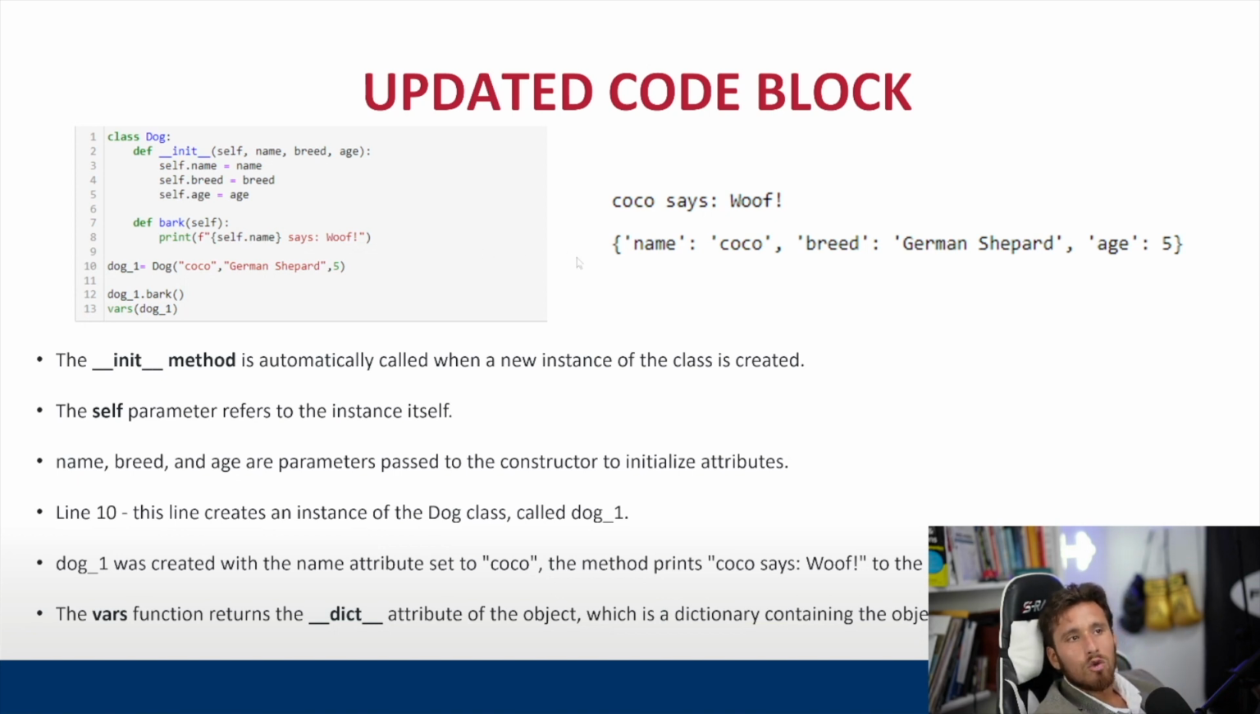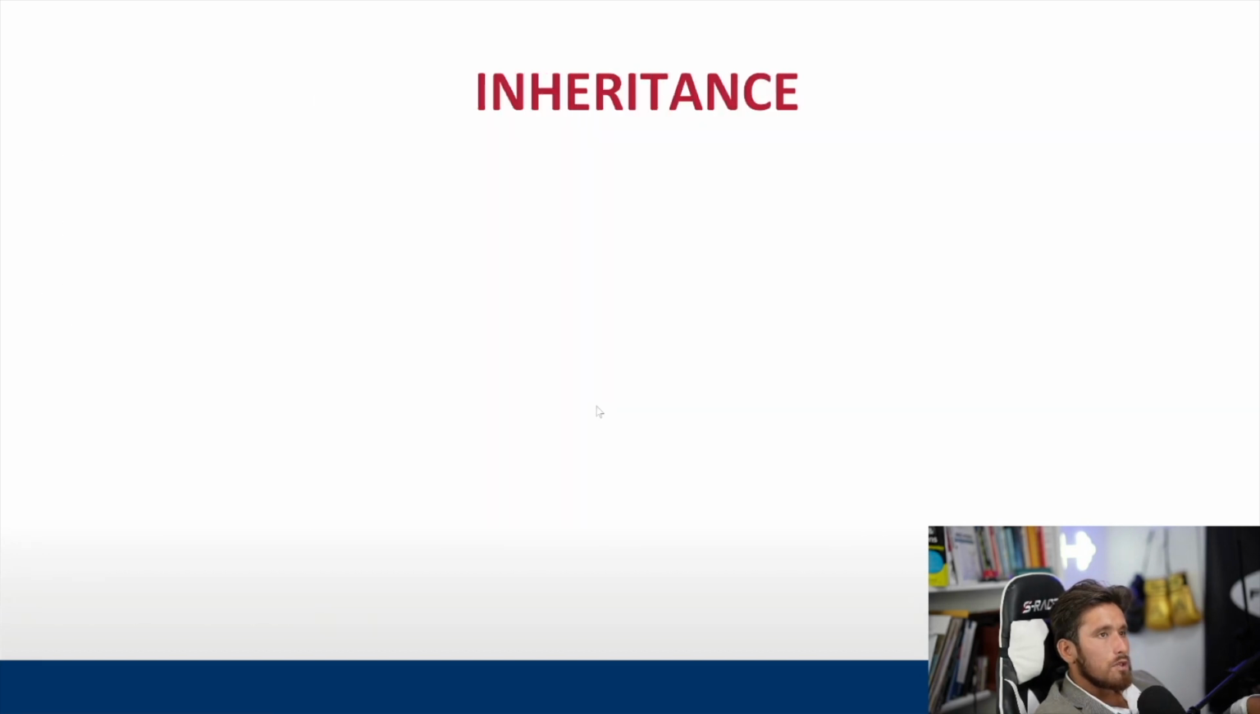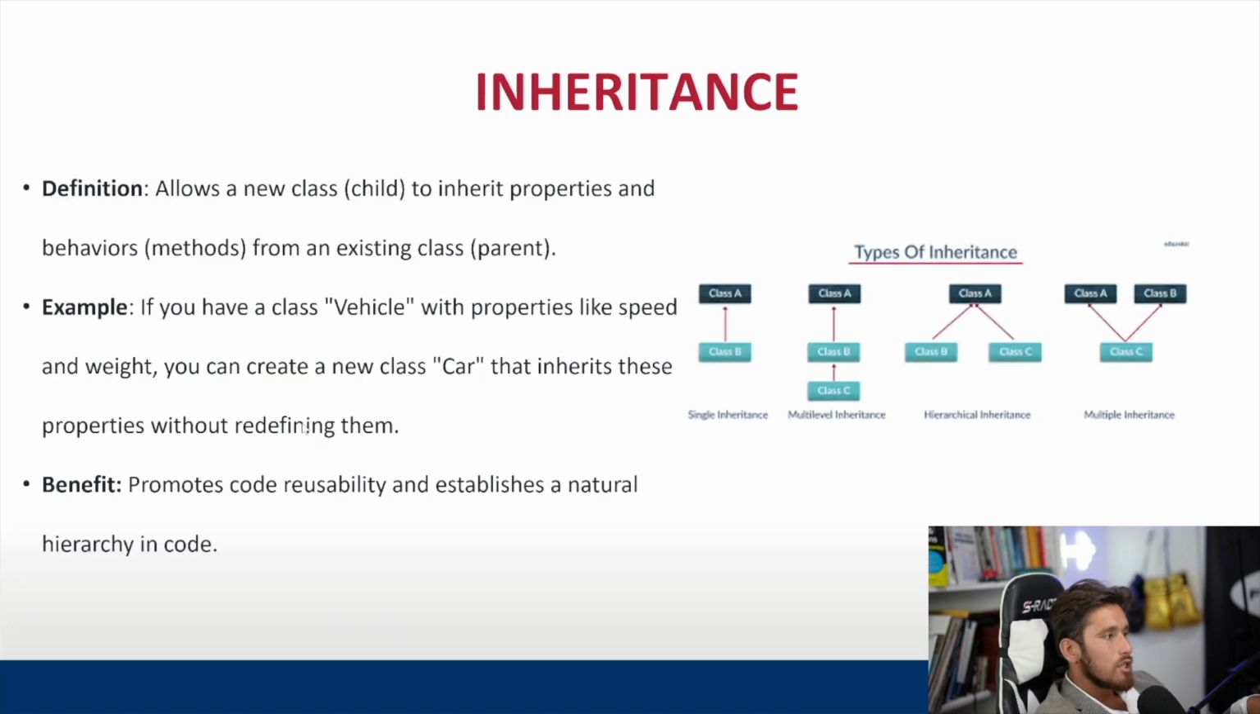Alrighty, guys, so that's the basics of object-oriented programming. Now let's get into a little bit more of what we can learn from object-oriented programming. Alrighty, so let's get into those principles. The first one is going to be inheritance. So inheritance, think of it as children and parents.